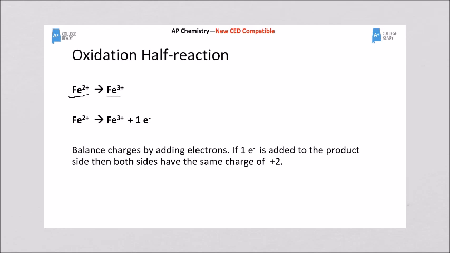Now, the next step will never be skipped. You have to add electrons to one side to balance charges. So notice the reactant side, the iron side, is +2. The product side is +3. I've got to add some number of electrons so that these both have the same charge. It doesn't matter what number it is as long as they're both identical. So if I add one electron, now I have +2 on both sides. That is balanced. So I'm actually done. Once you do the electrons, you should be done with balancing that half reaction.